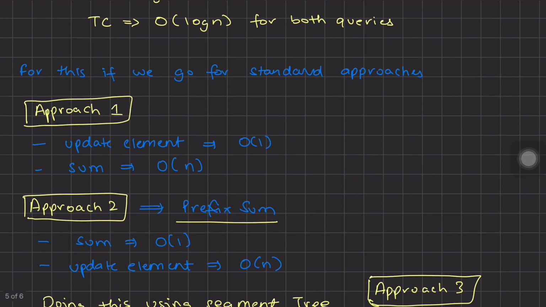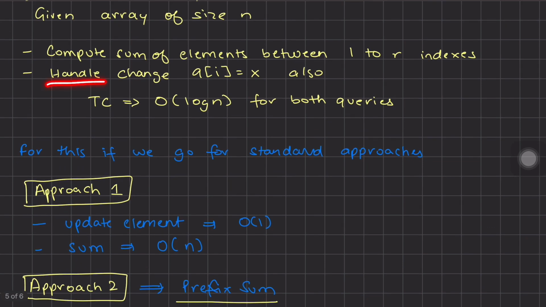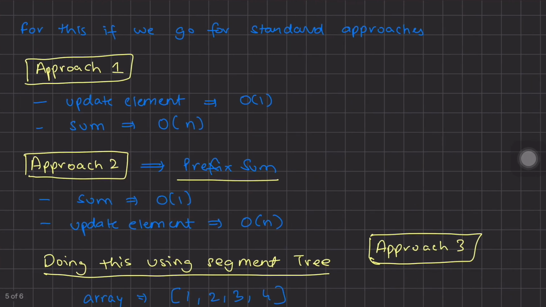For this, if we want to come up with a solution, first let us think about the brute force method. For our update query, it will take O of 1 constant time. We will just change array of I to x. And now if we want to compute the sum, then we will traverse from L to R, and take the sum of the elements.